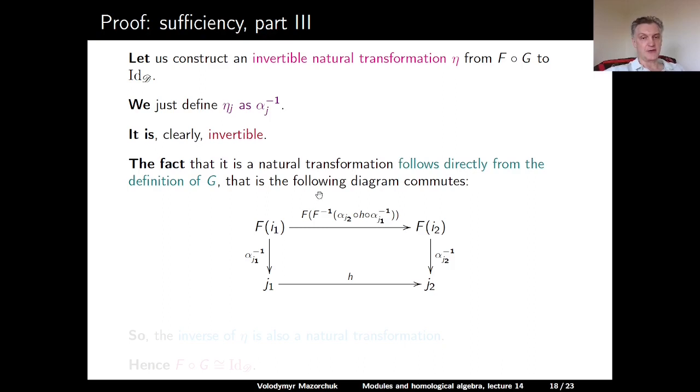And then we apply functor F, so we put one F here, then F and F inverse cancel each other, and we get a commutative diagram. So we have an invertible natural transformation. The inverse of this natural transformation is also a natural transformation. This is easy to check. And this shows that F after G is isomorphic to the identity functor on D.